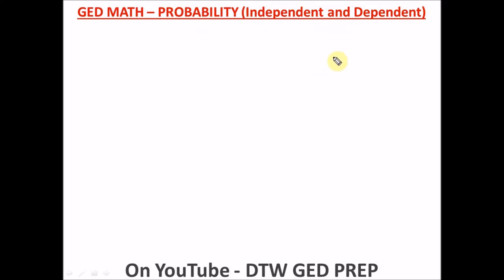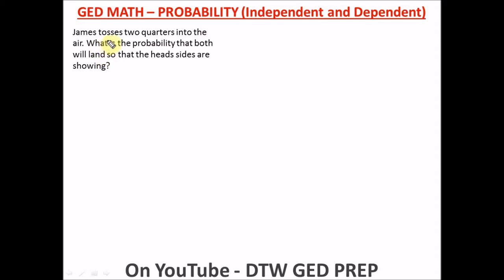So, probability: independent and dependent probability. To explain independent probability, let's use this question. It says James tosses two quarters into the air. What is the probability that both will land so that the head sides are showing? So we have two quarters. Now these are two independent events, because whatever happens to this quarter being tossed would not affect the other one. So we can call this independent probability. Just hold that thought there. We're going to solve this question together, but just hold on.